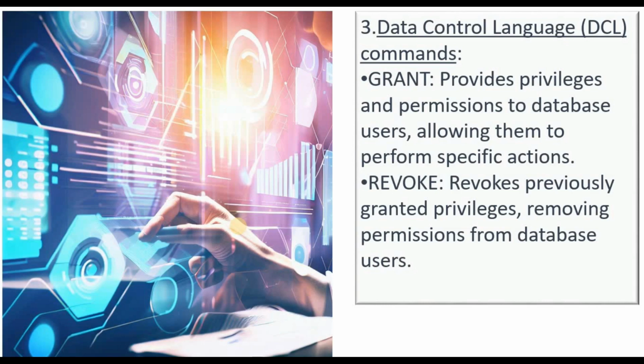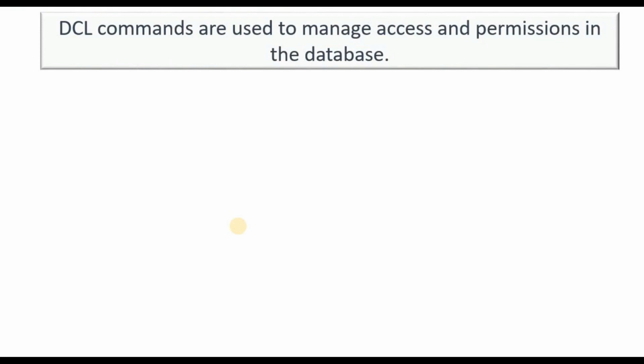Like if we have 2-3 users in a database and we want to grant them certain permissions, we can use the grant command, and if we want to revoke them, we can remove all these privileges from the user with the revoke command. So DCL commands are used to manage access and permission in the database. It is basically for giving permission and managing access in the database.